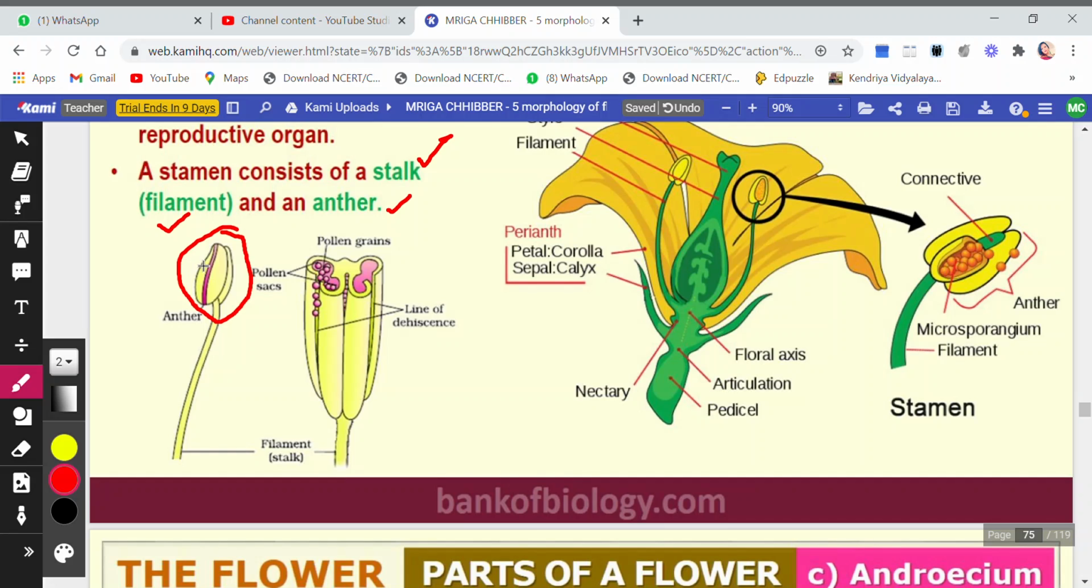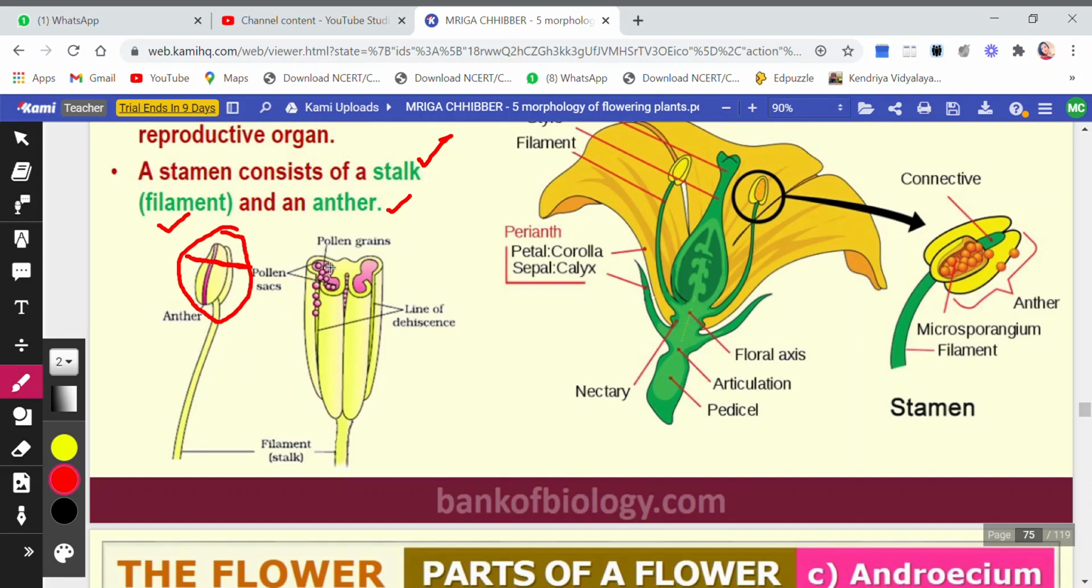Now, if we cut this anther longitudinally like this, if we place a cut here, a transverse section, it will open like this. You can see the structure of the anther. If you cut it transversely, you will see this type of structure inside. Now, what is this? Children, here are pollen sacs, and these pollen sacs are filled with pollen grains.